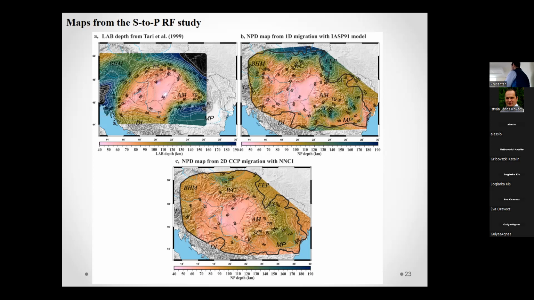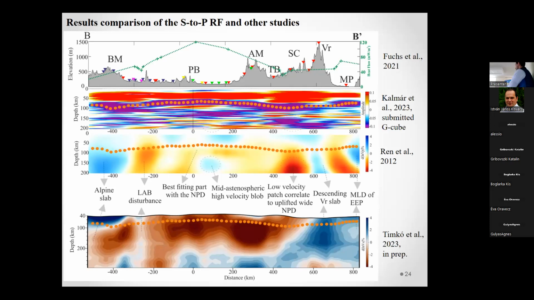And the third map, which was produced from the results of the CCP migration, is a little bit different from the previous map, because in this case we see another discontinuity beneath the orogens and the edge of the study area, and I would like to show some cross sections with complex interpretation. This section runs from the Bohemian Massif via the Pannonian Basin and the South Carpathians to the end of the Moesian Platform.